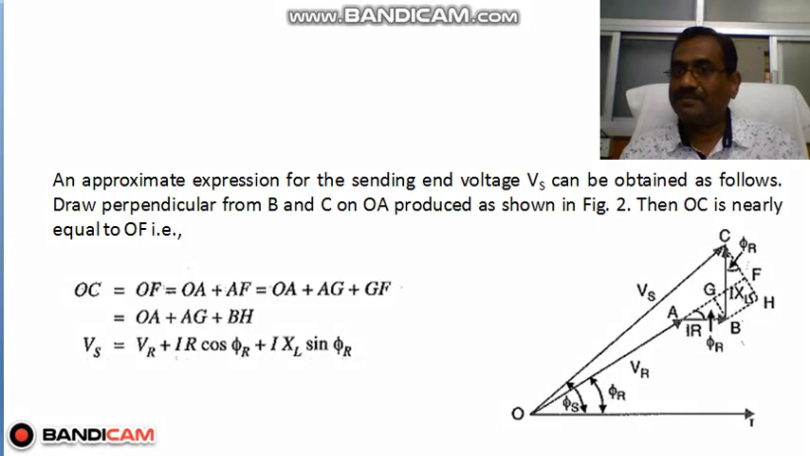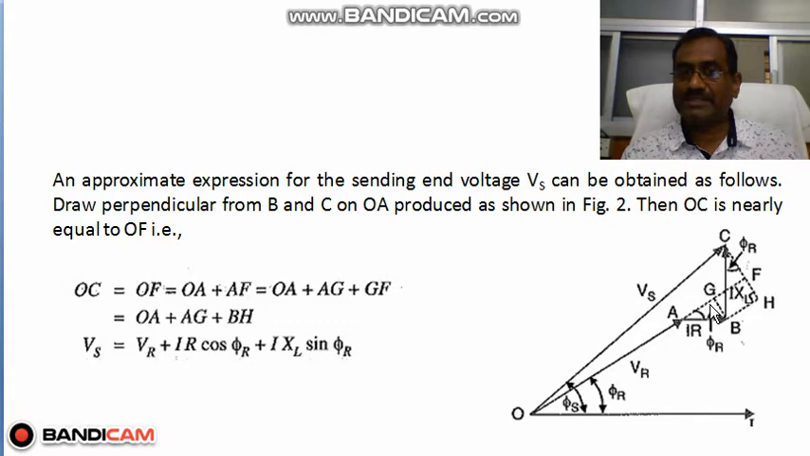Fine. Now see here, what is OA? OA is VR. AG, okay, what is AG? You consider this triangle. This is IR cos phi r. This AG is IR cos phi r.